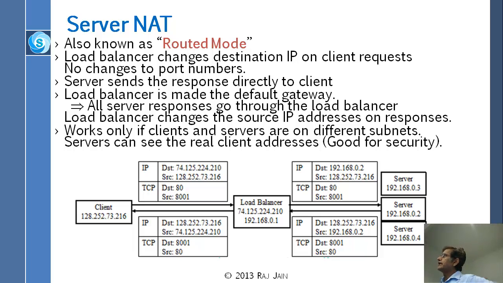Yeah, in this case, so now let's see. So we are up to here right now. Load balancer is made the default gateway. All the requests go through the load balancer because of that reason, and the load balancer changes the source IP addresses on the responses as well. So this works only if the client and the servers are on different subnets. It will not work on the same subnet, because if you are on the same subnet, you can talk directly. You don't need to go through the gateway. So this one requires that this be made a default gateway, and then only it will go through that one. But the advantage is the server can see the real addresses. So we flipped the advantages and disadvantages from the previous one.